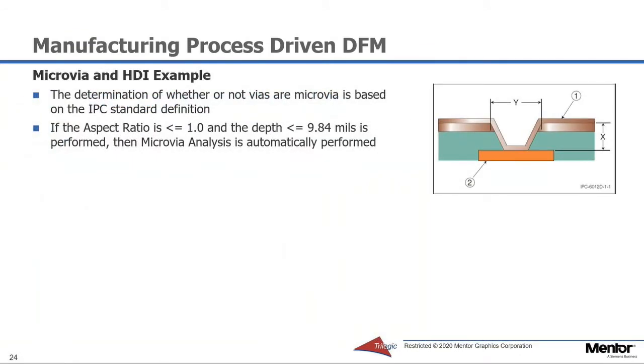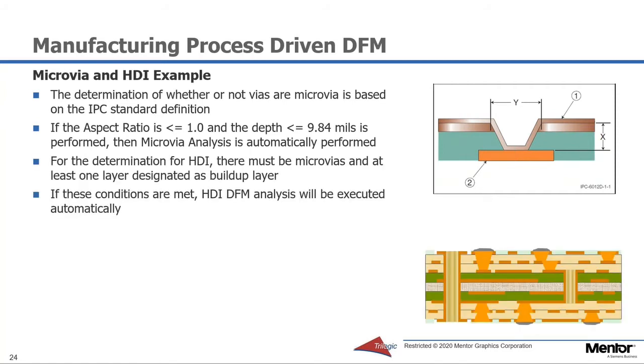Here is an example of manufacturing process-driven DFM. Based on the factors in the design, Valor can determine if the design contains any micro-vias based on the standard IPC definition. If the aspect ratio is less than or equal to 1.0 and the depth is less than or equal to 9.84 mils, then micro-via analysis is automatically performed. If there are micro-vias and at least one layer designated as a build-up layer, then the HDI DFM analysis will be executed automatically.